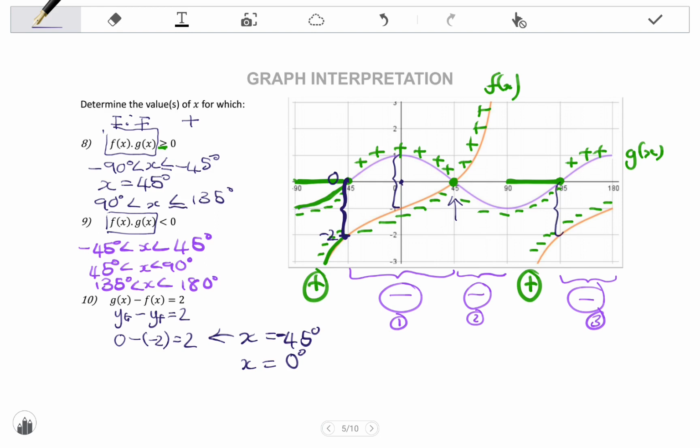Here, the y-coordinate of g of x is 0. The y-coordinate of f of x here is negative 2. So it's a difference of 2. We answer in terms of the x-coordinate, so x equals 135 degrees.